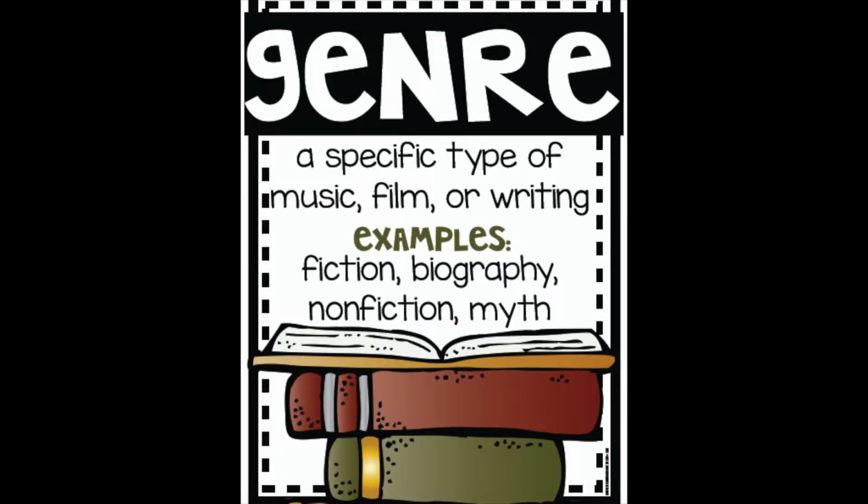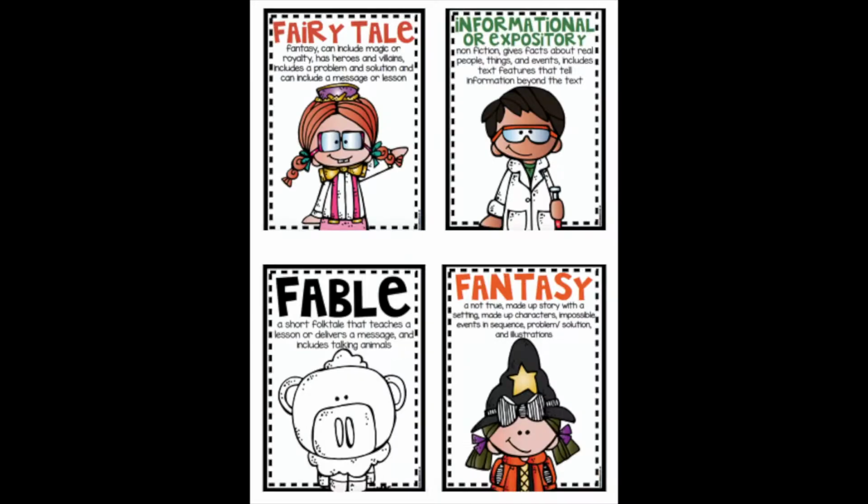Hello, boys and girls. Today we are going to review 4 types of genres that we have learned so far in school. To review, a genre is a specific type of music, film, or writing. Examples are fiction, biography, nonfiction, and myths. The 4 types of genre that we have learned are fairy tales, fables, informational, and fantasy. Let's review those 4.